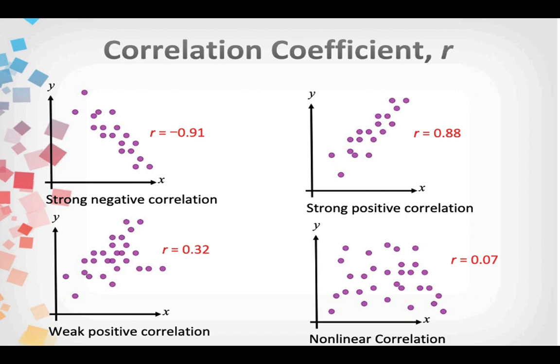For a weak positive relationship, it will be like 0.32, because it is near 0, so it is called a weak positive correlation. And if it is fully near 0, like 0.07, we can say there is no linear correlation.